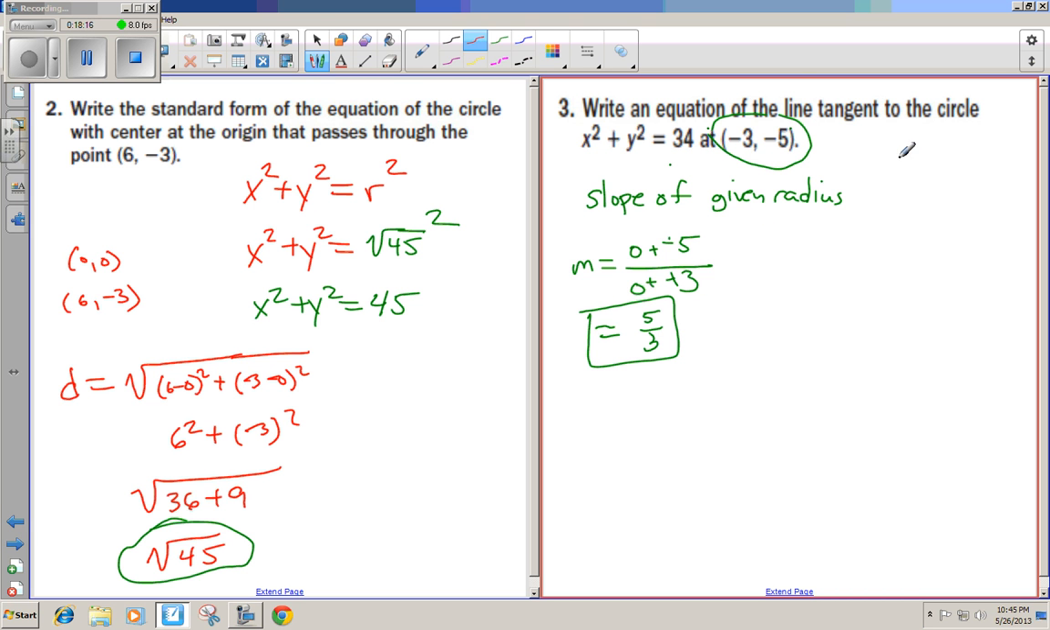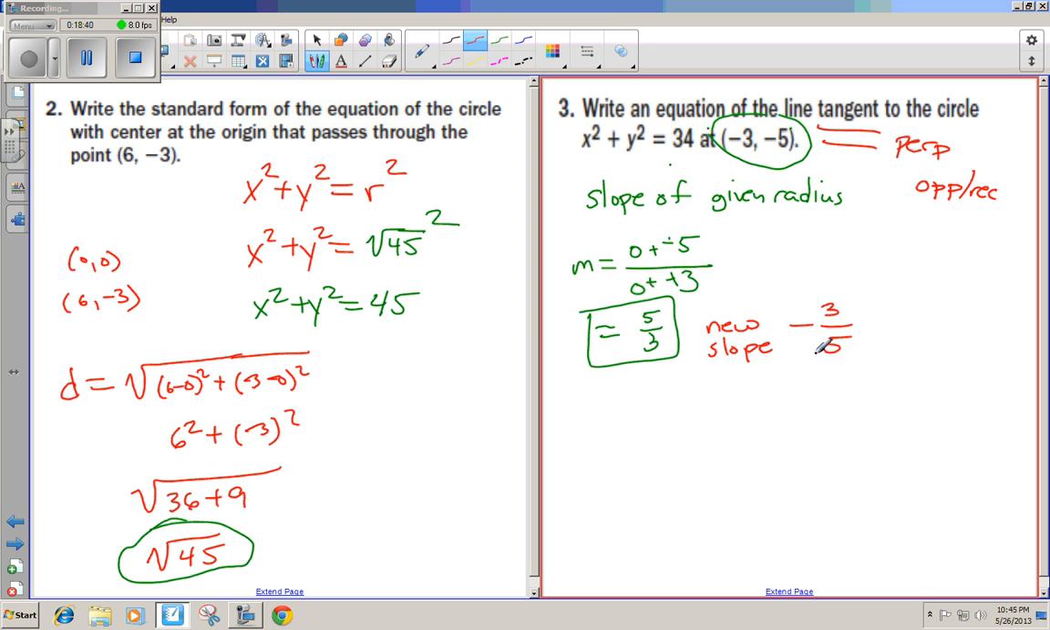Please remember, tangent lines are perpendicular to the radius. That means opposite reciprocals. So my new slope is not 5/3, it's the opposite of this. So it's negative, and it's the flip, the reciprocal. So it's negative 3/5.